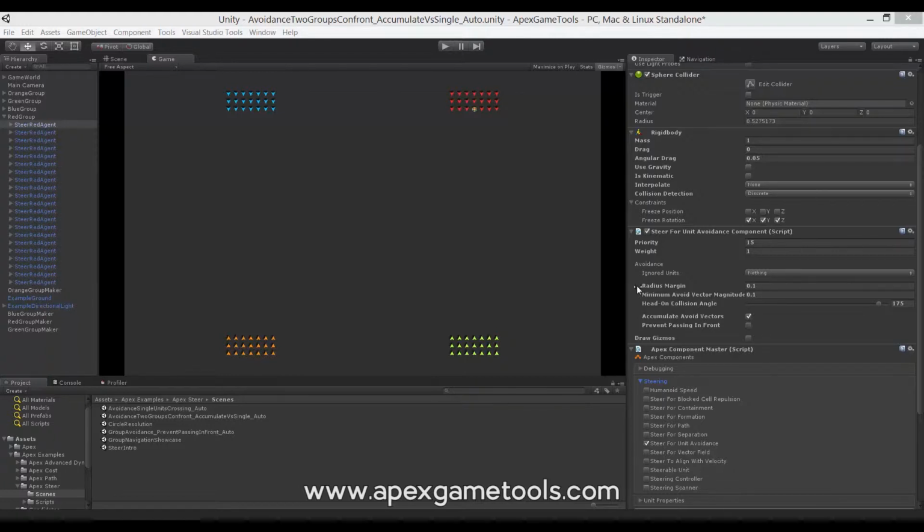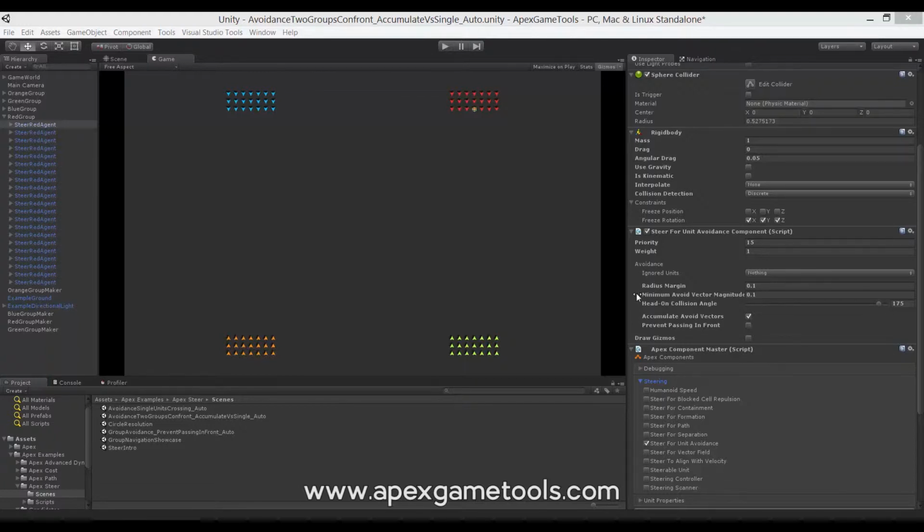Next up we have the radius margin. This is the buffer between the unit and the unit it avoids, so that it will keep this distance between itself and the units that it avoids, in addition to, obviously, its own radius.